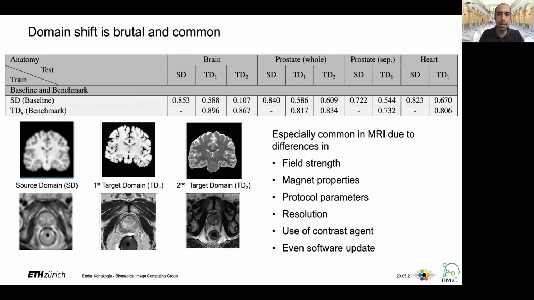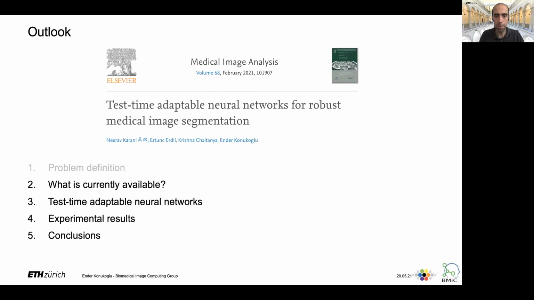This is common in MRI. It's even common if you do a software update. Sometimes, if you're unlucky, the intensities change and then the segmentation algorithm starts failing. So obviously this problem is big and there have been quite a number of efforts to solve it. I will talk about a few of them, and then I will give you the algorithm that I was talking about.